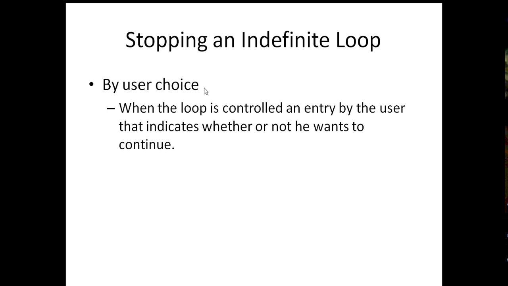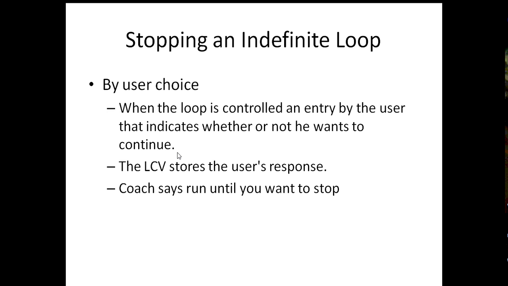So when the loop is controlled by an entry by the user that indicates whether or not he wants to continue, the loop control variable is going to store the user's response. Okay, we'll see that example here in just a second. The coach says, run until you want to stop. But wouldn't that be a dream, huh? The coach says, run until you want to stop. Now the coach doesn't know how many laps the person's going to run. The person gets to choose when to stop.